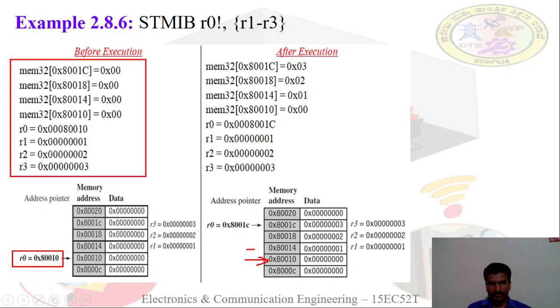So first it will increment the address by 4. 80010 becomes 80014. In that memory location the R1 value will be loaded. After that it will again increment by 4. Now the address is 80018. There the next register R2 value will be moved. Then again it will increment by 4. So 8001C, there R3 value will be moved. So increment address by 4 before. Three times the value is loaded and three times it is incremented by 4. Now R0 is updated with 8001C. That is the end address.